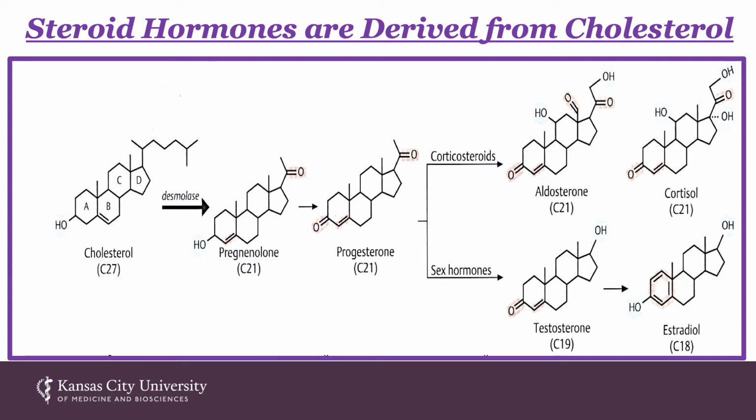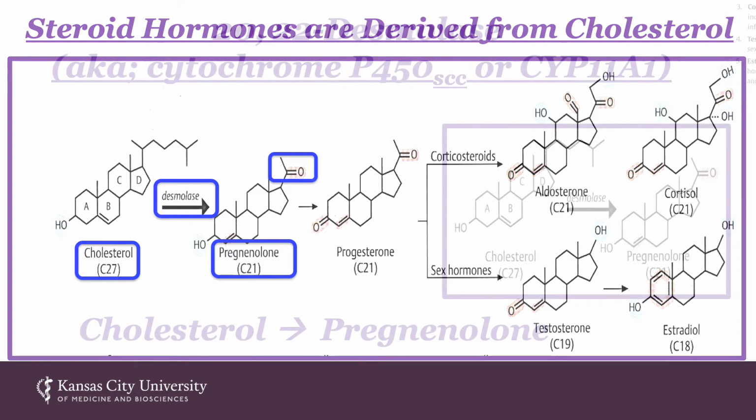So this slide provides you with a pictorial version of what I said in the previous slide with a little more detail added. First of all, the rate limiting enzyme is here. It's called desmolase. Again, it converts a C27 or a 27 carbon molecule into a 21 carbon molecule. You'll note this side chain up here is very different.